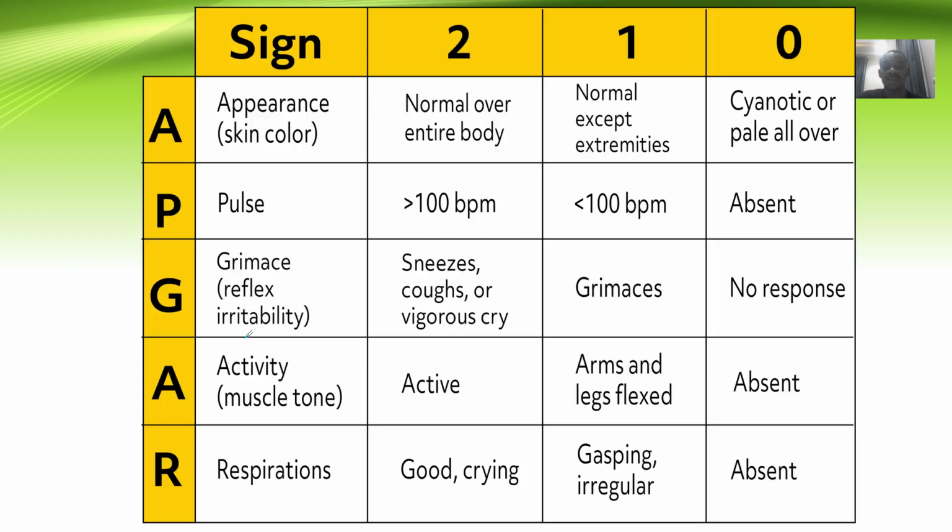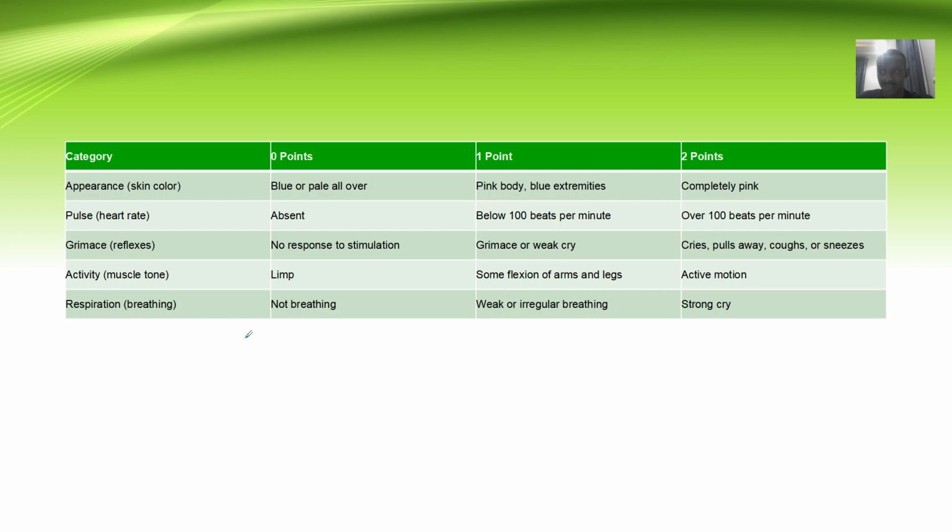Let's break it down. If you want to check the appearance of the skin of a baby, the score, remember, is 0, 1, 2. So I want to talk about what will make you give a baby a score of 0, what will make you give a baby a score of 1, and what will make you give a baby a score of 2. For the skin appearance, if it is blue or pale all over, a score of 0. Of course, what will make a skin blue? When the oxygen supply is not enough, you have hypoxia, you have cyanosis.